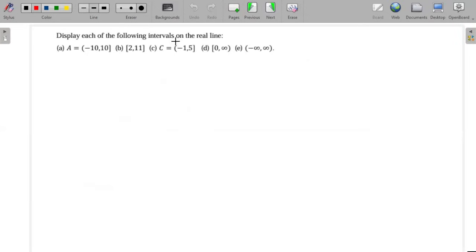So display each of the following intervals on the real line. First of all, the real line, which you've seen before, is just a line like that going from there to there. The left side is pointing to negative infinity, the other side to positive infinity. In fact, we can even answer this last question in advance. Negative infinity to infinity is the real line, because this is the definition of what the real numbers are. So we've already answered E. Just writing this here is E.